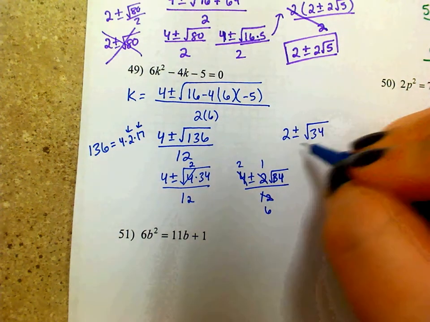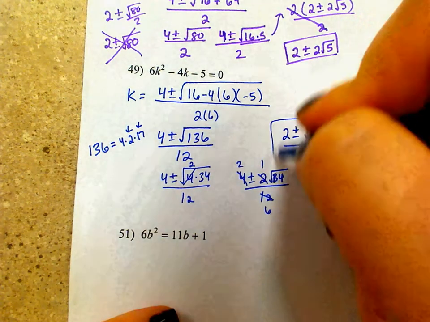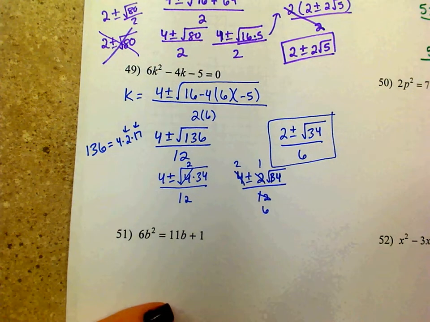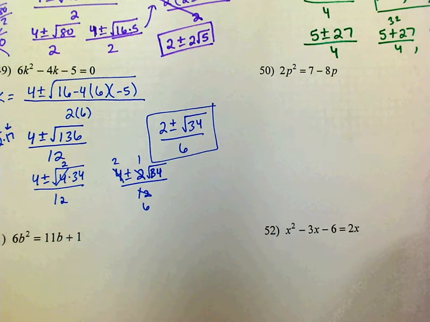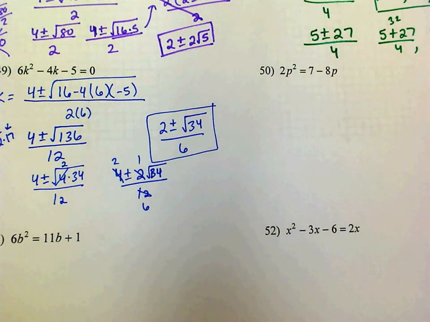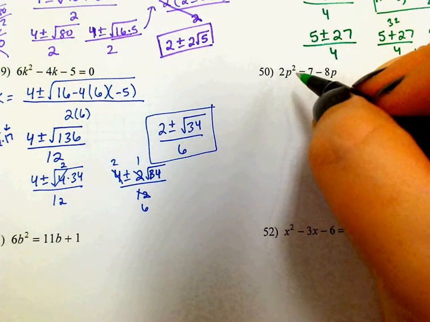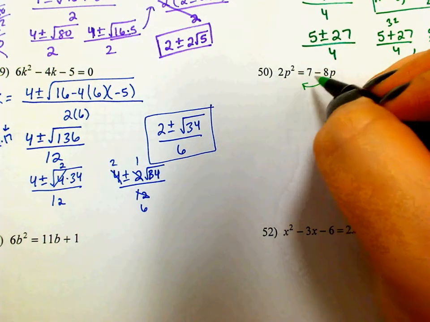Okay, on 50, I was going to say 20. On 50, it is a quadratic. It's not in standard form, well, it is in quadratic form. It's just not in standard form. I need to get everything on the same side. I want to keep the quadratic positive, so I'm going to go ahead and add 8p and subtract 7. So we've got 2p squared plus 8p minus 7 equals 0.